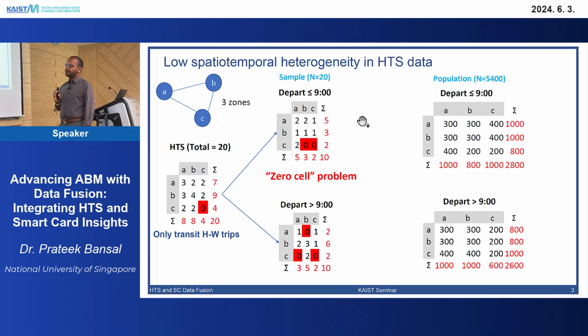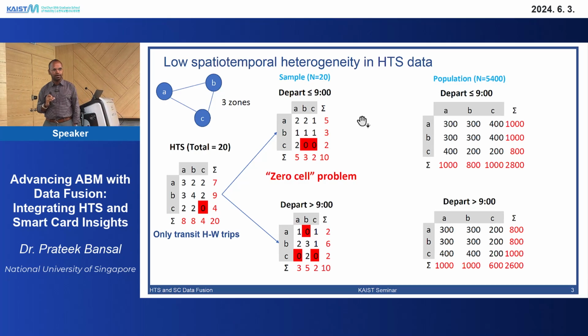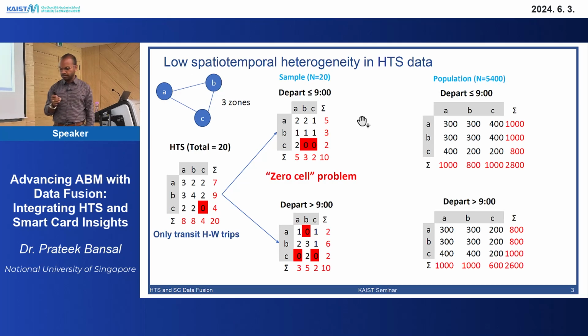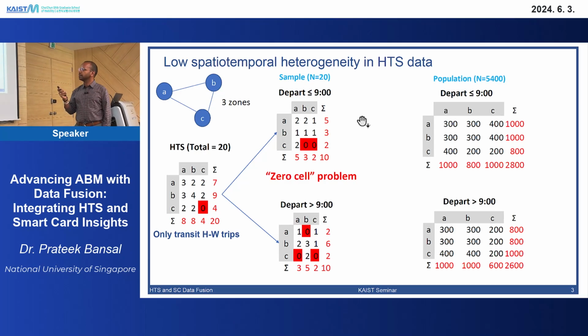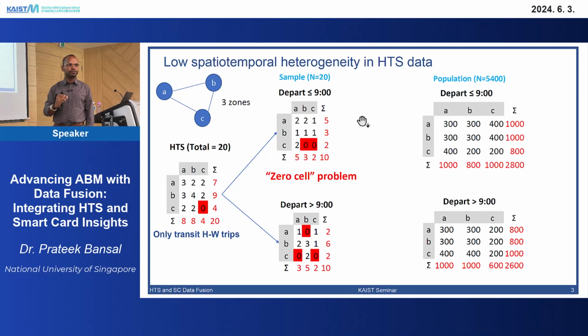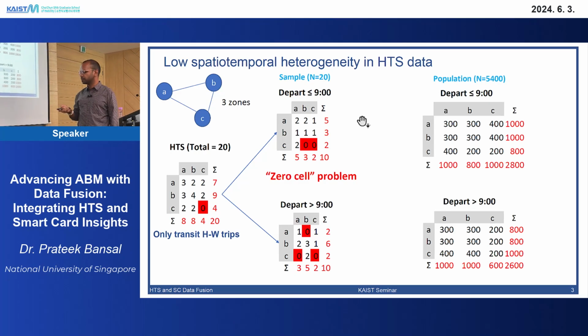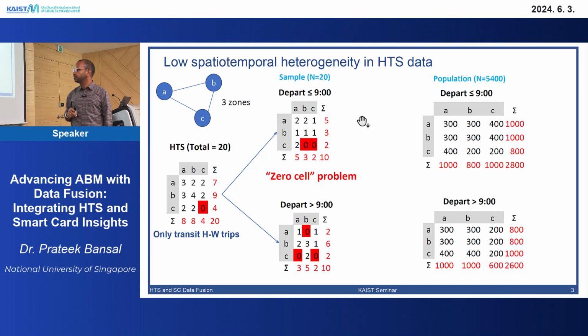Let's try to understand what problems we face when we generate the activity schedule using the traditional household travel survey data. We take a very simple example first. Let's say we have only 3 zones, A, B, and C. And let's look at the number of home to work trips from zones A, B, C to the other zones A, B, C, right? These are commute trips basically, right?